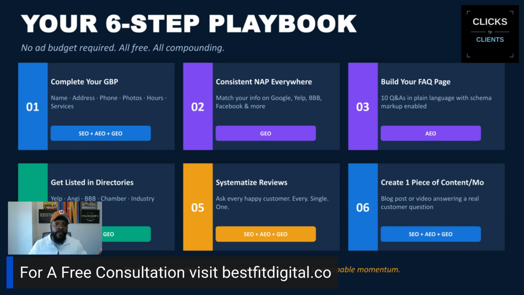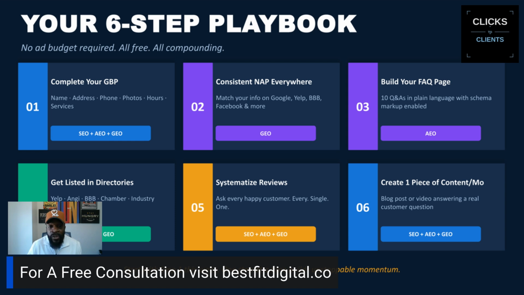So to break it down for you, you're going to get your Google business profile fully completed: name, address, phone number, hours, photos, service descriptions, website link. Respond to every single review within 48 hours. Post updates regularly. This is the one that starts to move the needle. And then SEO, AEO, and GEO. They're all free. It just takes effort.